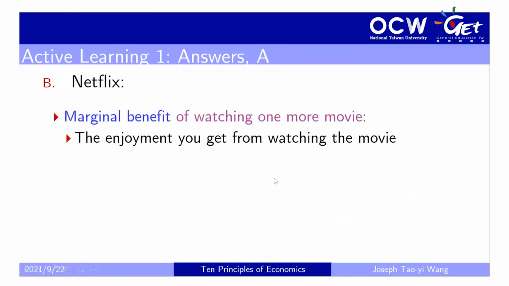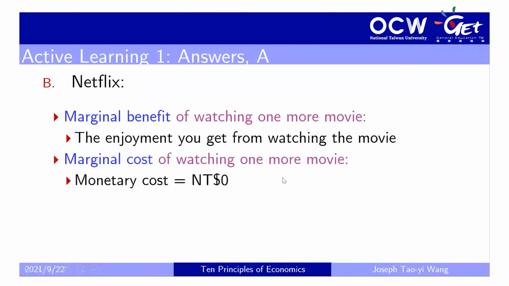What about Netflix? Netflix is a little bit challenging. What's the marginal benefit for watching another movie? Well, having fun. So you have the enjoyment. But what's the marginal cost? The monetary cost is 0, so you don't have to pay anything. However, there is your opportunity cost of time. If it's the day before the midterm, the opportunity cost could be very large.